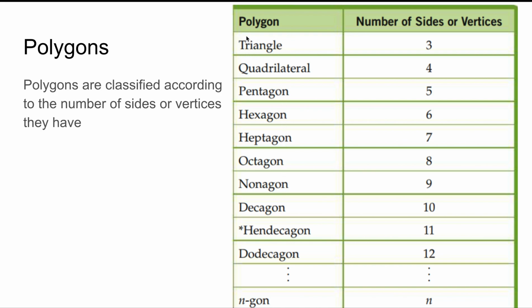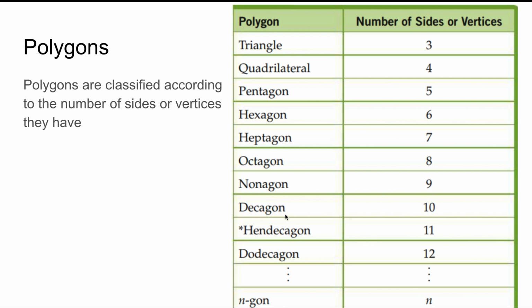So tri means 3, so 3 angles. 3 angles means you have 3 vertices, also you have 3 sides. Quad means 4, so quadrilateral, 4 sides, or 4 vertices. Pentagon, penta means 5, gon means angle, so 5 angles, 5 vertices, 5 sides. Hexagon, 6. Heptagon, 7 sides. Octa, like octopus, 8 sides. Octopus has 8 legs. Nona means 9.